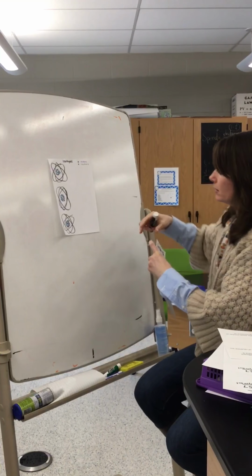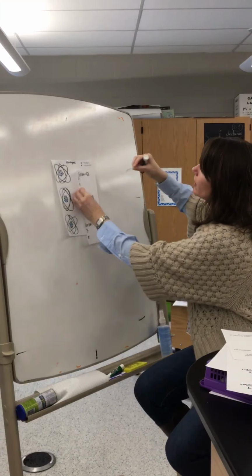These are all carbon atoms. So we call it, this one's carbon 12, this is carbon 13, this is carbon 14. So blue dots are protons. So let's count the number of protons in carbon 12. 1, 2, 3, 4, 5, 6. And let's count the number of neutrons, which are green, in carbon 12. 1, 2, 3, 4, 5, 6.